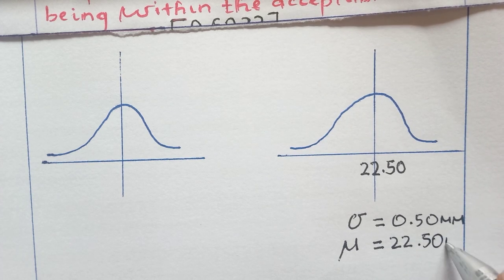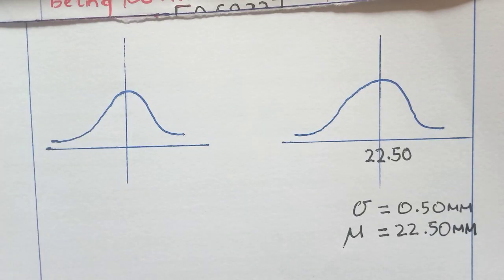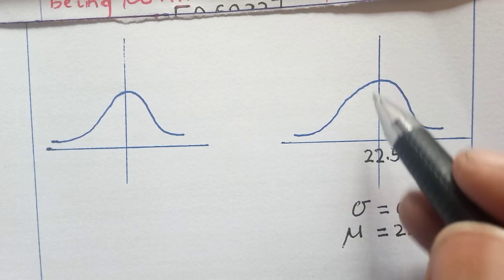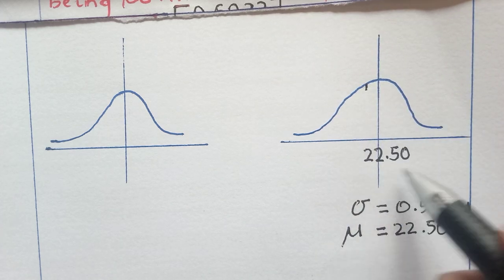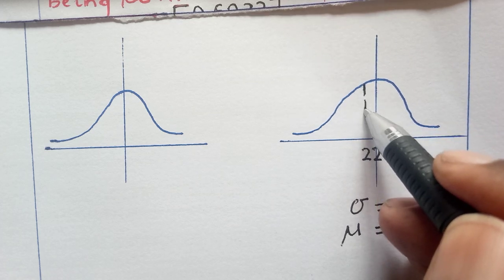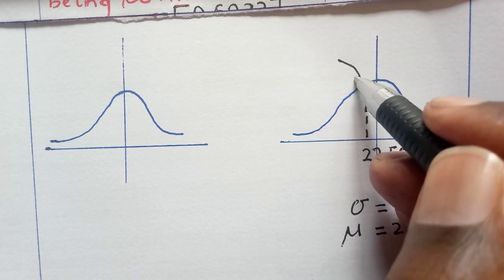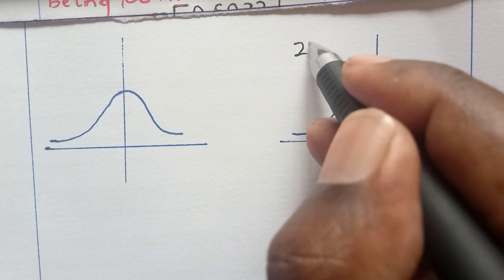22.50 millimeter, like that. Then we continue. Rollers are acceptable within diameter of 22.36. 22.36 is around this point, because it has not yet reached 22.50. So around this point, we have 22.36.